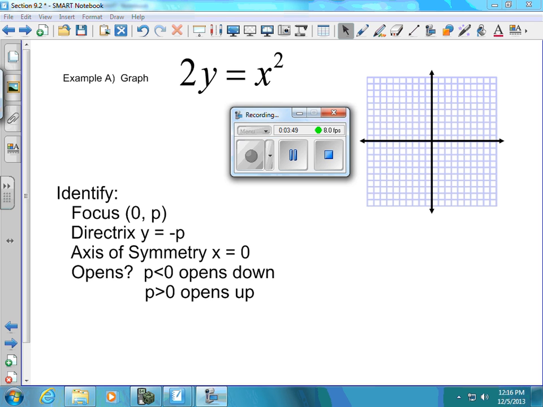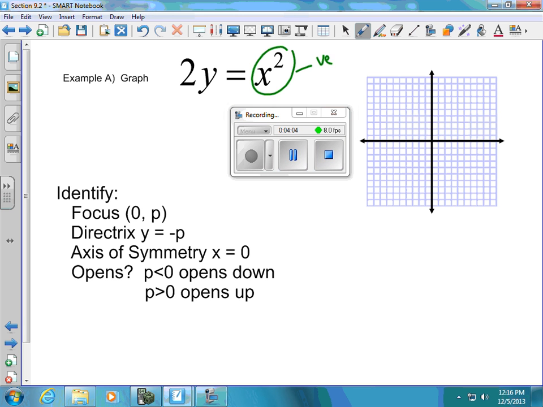Okay, so graph 2y equals x squared. Which type of parabola is this? Look back at your notes you just took. Vertical or horizontal? Well, the x is being squared, which indicates a vertical parabola. So this is like the regular old parabolas we're used to. Vertical parabolas have the characteristics stated below: a focus of (0, p), a directrix of y equals negative p, and an axis of symmetry of x equals 0. If p is negative, it opens down. If p is positive, it opens up.